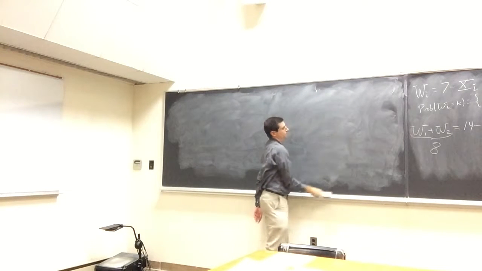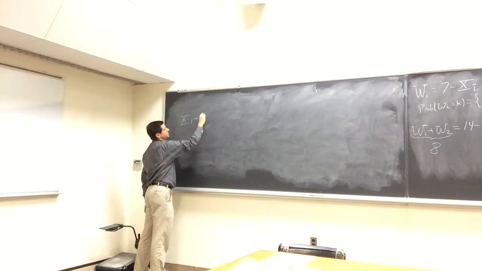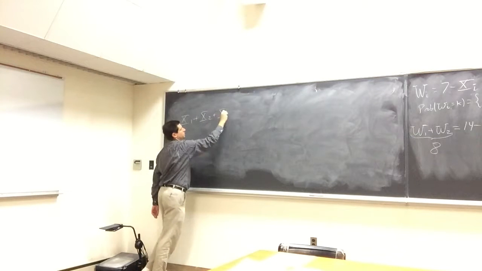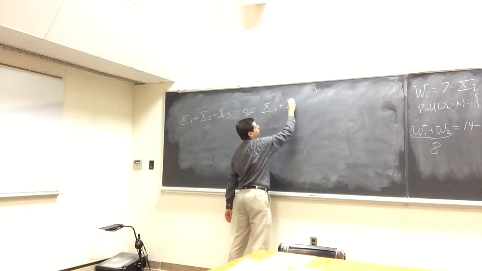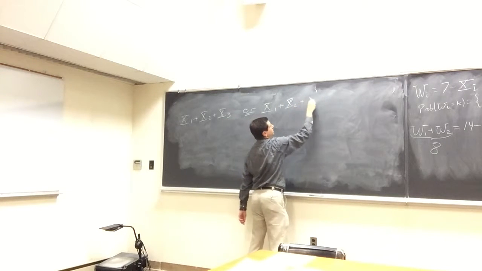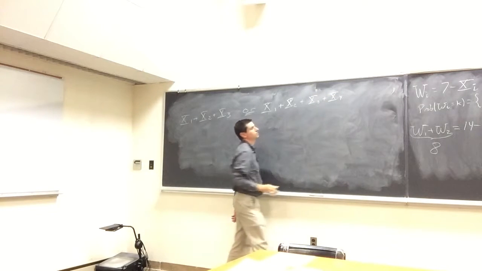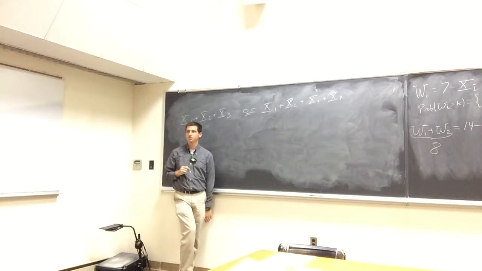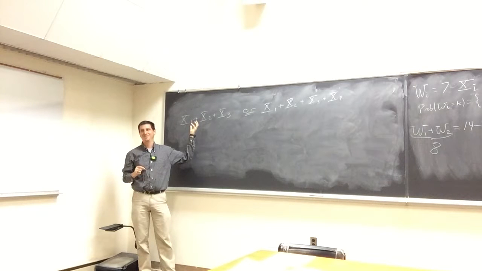So here's my question. Which would you rather find: the density of x1 plus x2 plus x3, or the density of x1 plus x2 plus x3 plus x4? Any thoughts as to which one you'd rather do? The first one. Why? Less things to deal with. Anybody want to give me an argument for the second one?